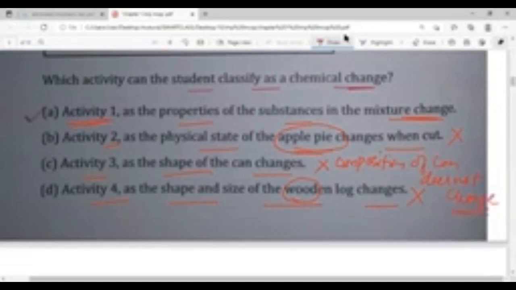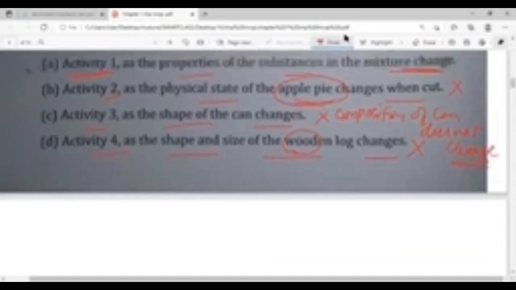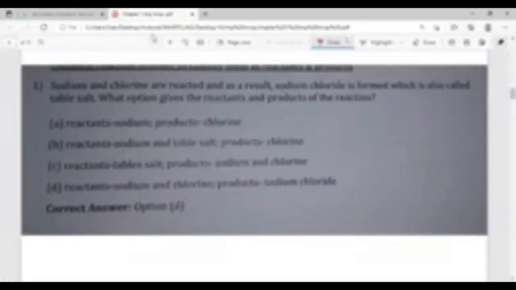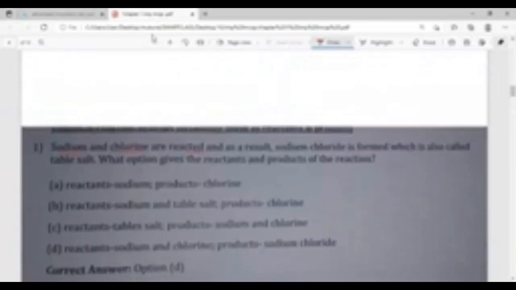And thus, my dear students, only activity A is considered as a chemical change. Now, my dear students, we have one more question to look at. Let us look to the next question. Sodium and chlorine are reacted as a result. Sodium chloride is formed, which is also called the table salt. What option gives the reactants and products of the reaction?